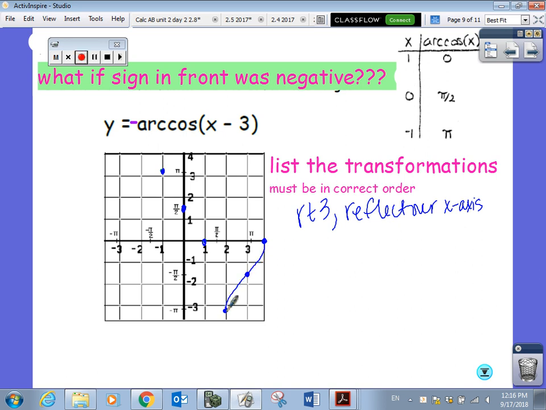So there would be my transformed graph. Again, not on your notes, but just something that could happen if there's a negative out in front. Things get reflected.